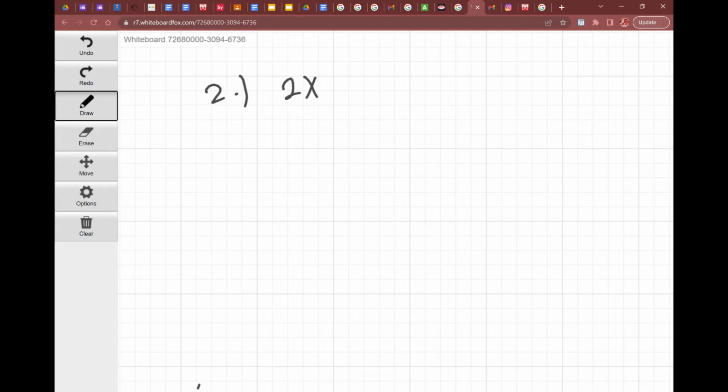2x root x, plus 8x squared, all to the power of 4. Power of 4? Okay, cool.